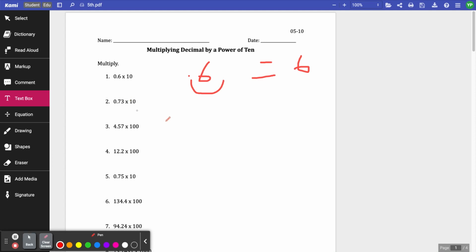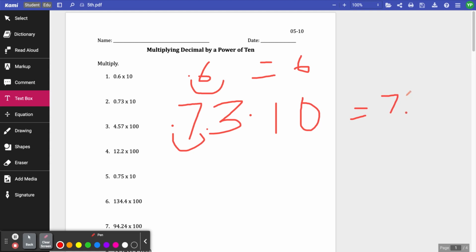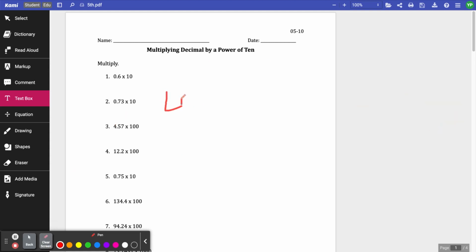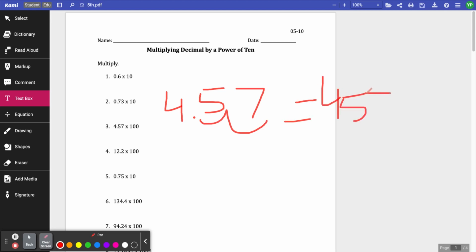For example, number 2 is also by a power of 10, so you just move the decimal point over 1. So it's going to equal 7.3. And if you look at number 3, it says times 100. If it's 100, then you move it 2 times over. So it's going to equal 457.